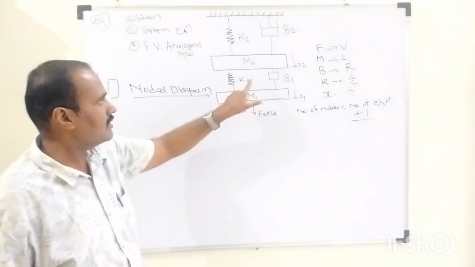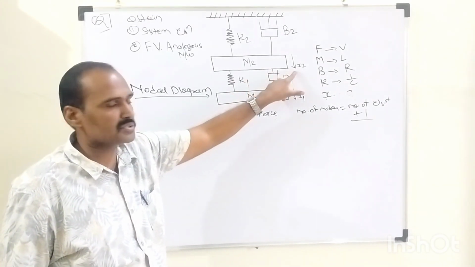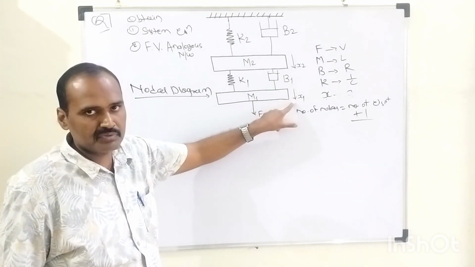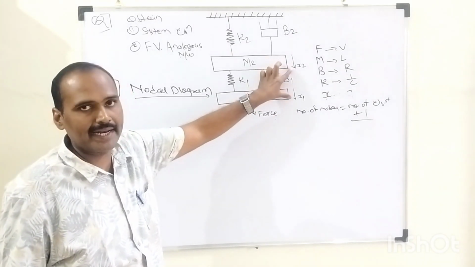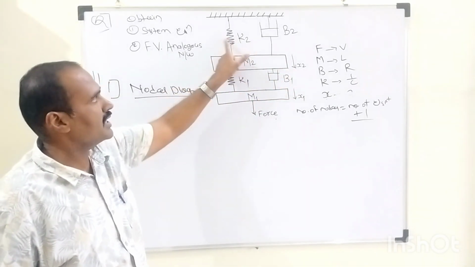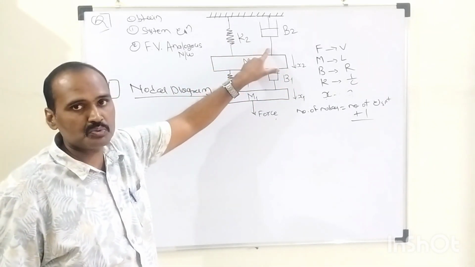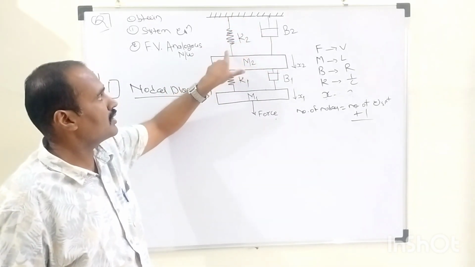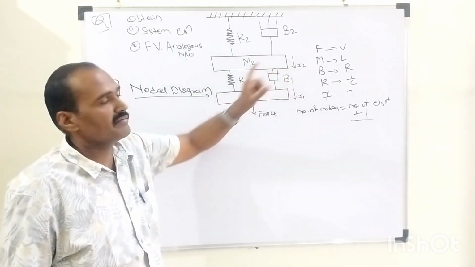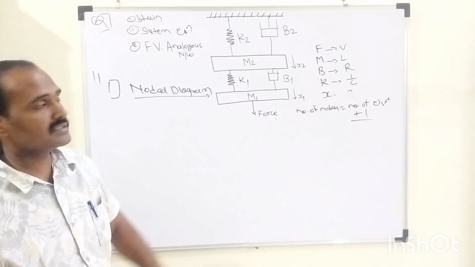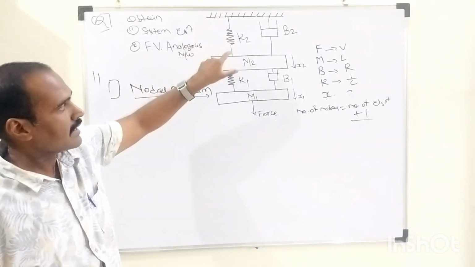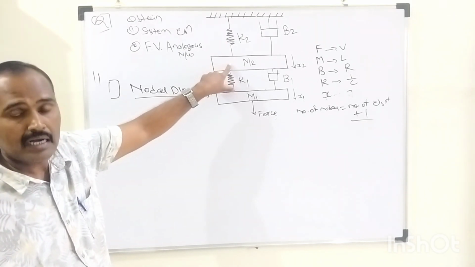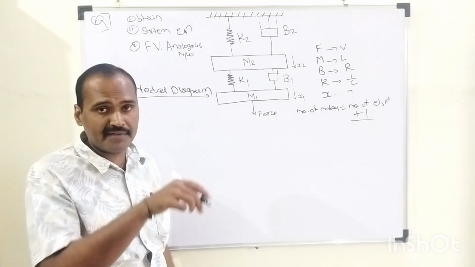Clearly we can say that the lower leg of K1 and B1 is associated with x2, and the upper leg of K1 and B1 is associated with x1, meaning these two components are connected in between x1 and x2. Similarly, for the remaining two components, K2 and B2, the upper leg is terminated at the reference axis, and the lower leg is associated with displacement number 2, meaning these two components are connected in between the ground axis and displacement number 2. We need to understand how these components are associated with the displacements and the reference axis.